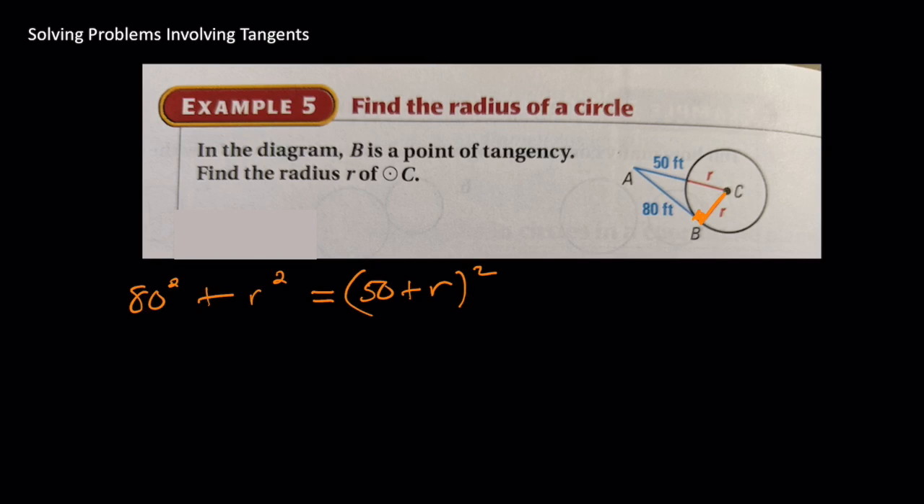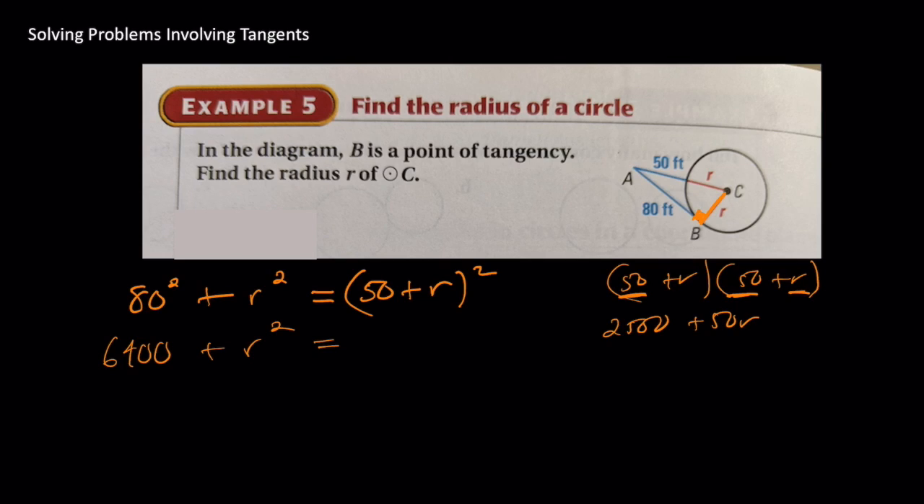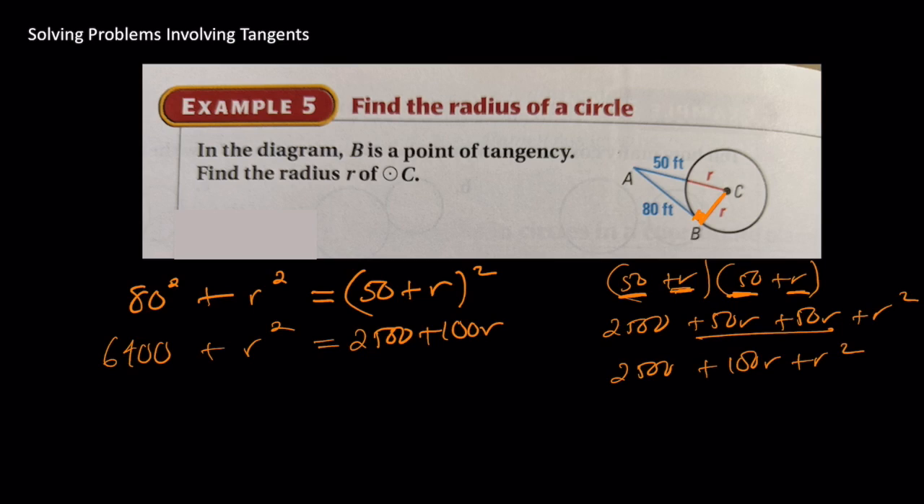So 80 squared is 6,400. And r squared is just r squared for now. Now 50 plus r, squared. You could expand this if you want. So you could say 50 plus r times 50 plus r. And then you would distribute. So 50 times 50 is 2,500. And then 50 times r is plus 50r. And then r times 50 is plus 50r. And then r times r is r squared. So you'd end up with 2,500 plus 100r plus r squared. And so you could write that in: 2,500 plus 100r plus r squared.